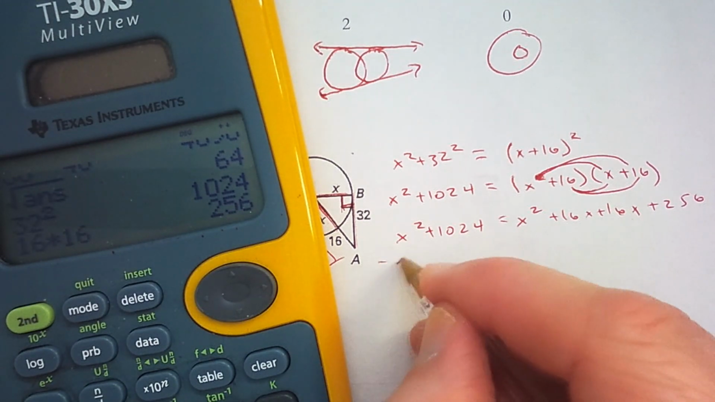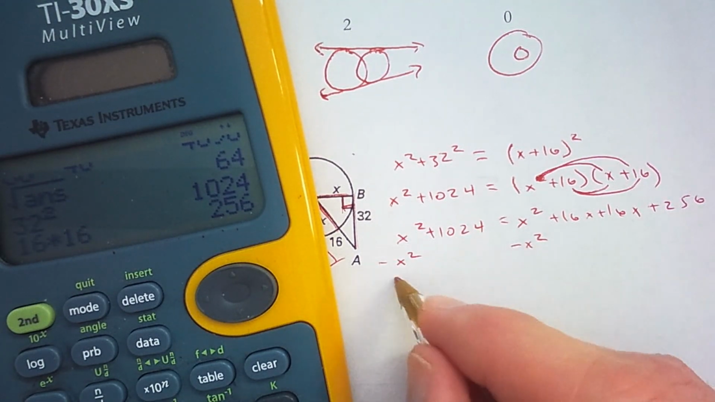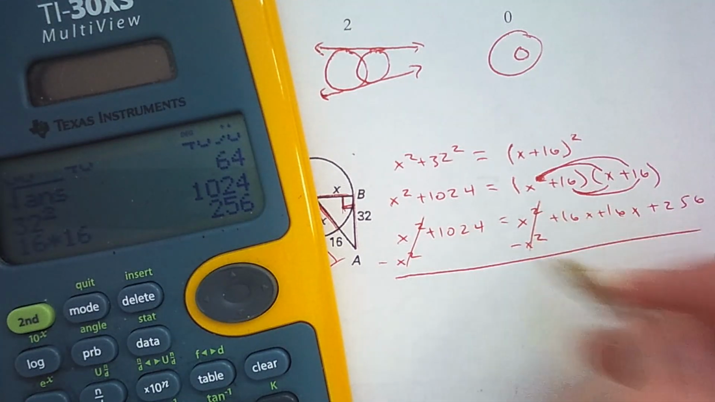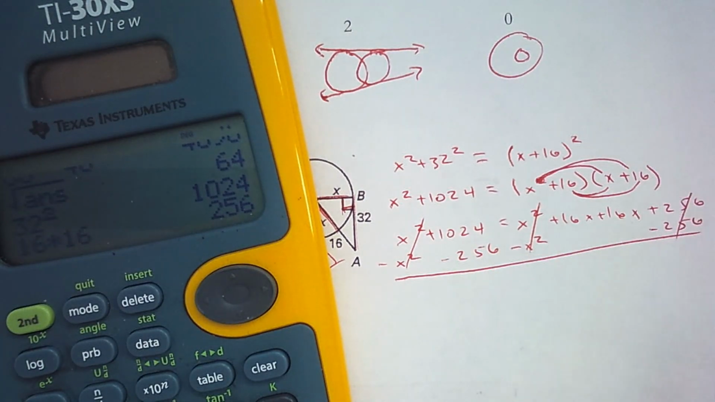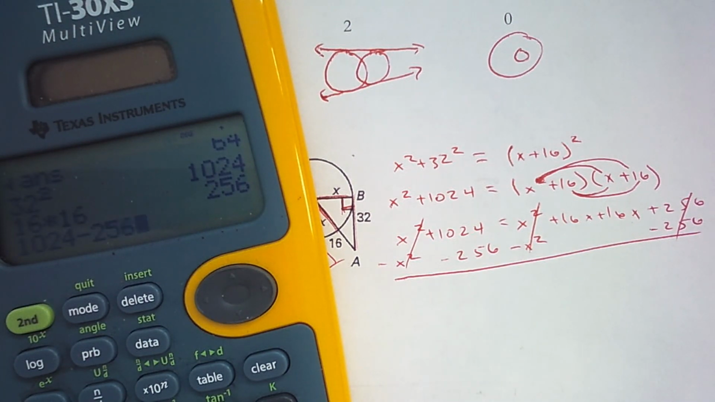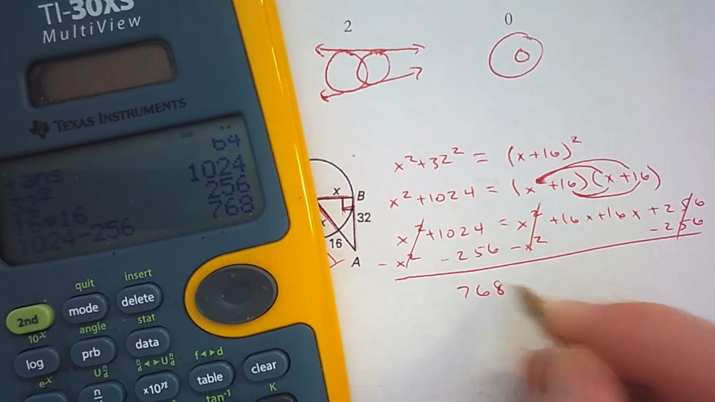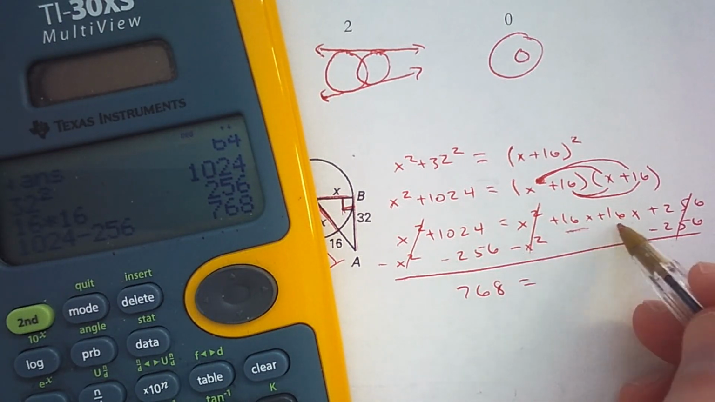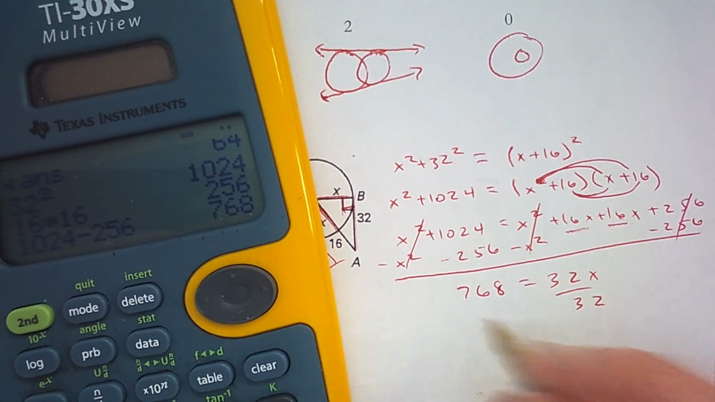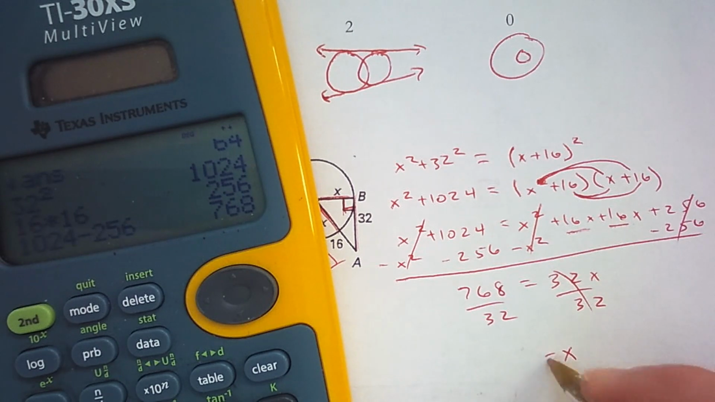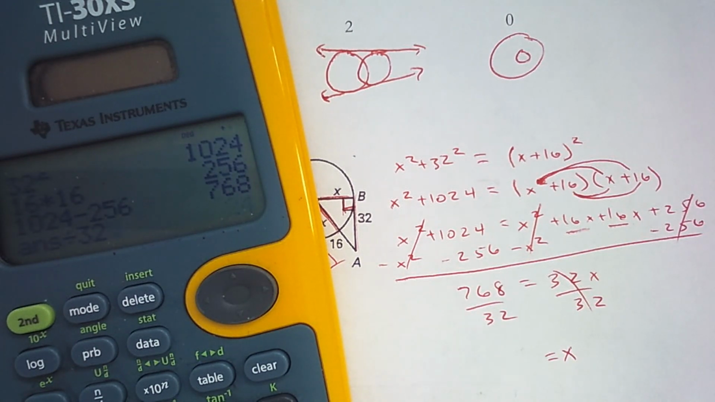Okay, so let's subtract x squared from both sides. And those cancel on both sides. Let's also subtract 256 from both sides. So we have 1024 minus 256, and that is 768. And then on this side we have like terms, 16x and 16x makes 32x. And we can divide by 32, and we get x is 24.